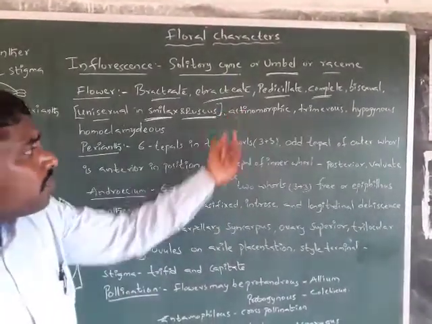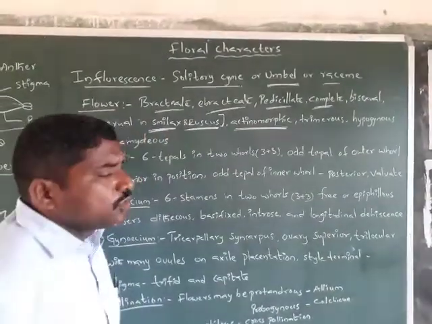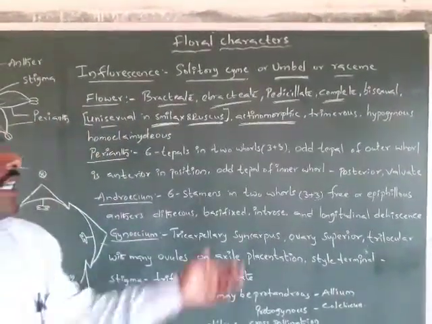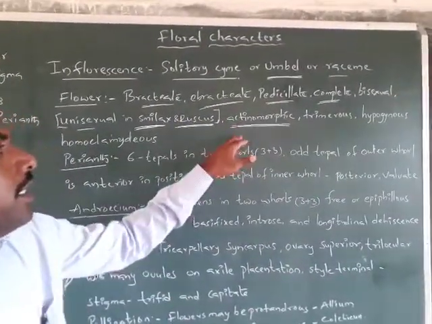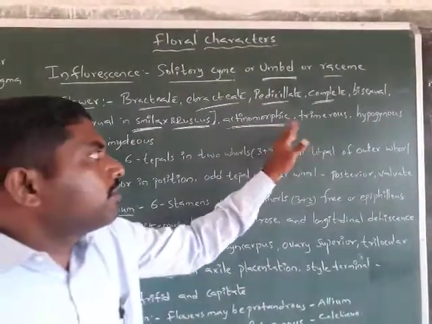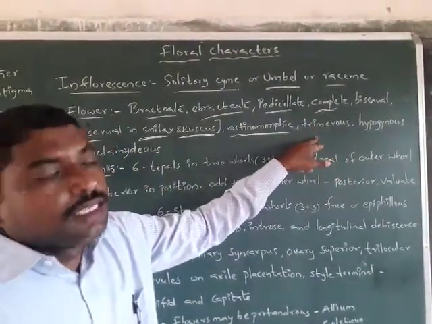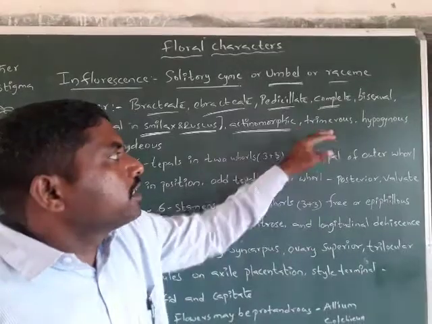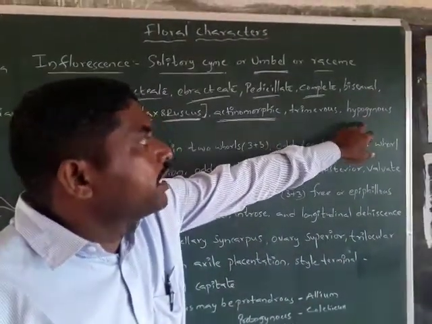Here actinomorphic flowers are there, which means the flower is divided into 2 equal halves by any vertical plane. That is called actinomorphic. These are trimerous flowers because the perianth is 3. Here the perianth is 3 plus 3. So these are trimerous flowers and hypogynous.